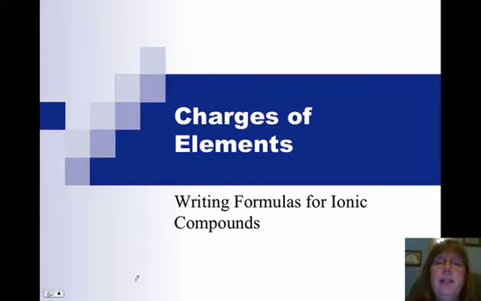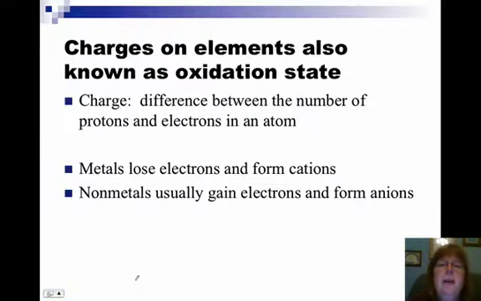The first thing we need to do is remember the charges of the elements. That's also known as the oxidation state, and you've seen a video on that. The charge is the difference between the number of protons and electrons in an atom. Metals tend to lose their electrons and form cations, and the nonmetals gain electrons and form anions.